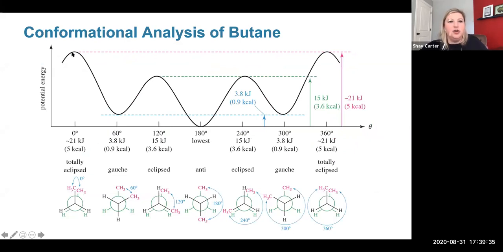Here you can see our totally eclipsed is very high in energy. It's not very stable, doesn't like to be there. If we turn it 60 degrees, we can get to our gauche conformation, okay, which is not our lowest energy possible, but way better energy conformation than our totally eclipsed. Then we can get to our eclipsed where we have our carbon-hydrogen bonds that are eclipsing our carbon-methyl group bonds. But then our lowest energy is going to be our anti-conformation, where we have methyl groups that are 180 degrees from each other.